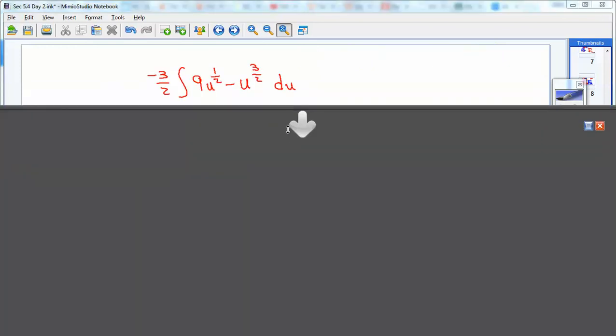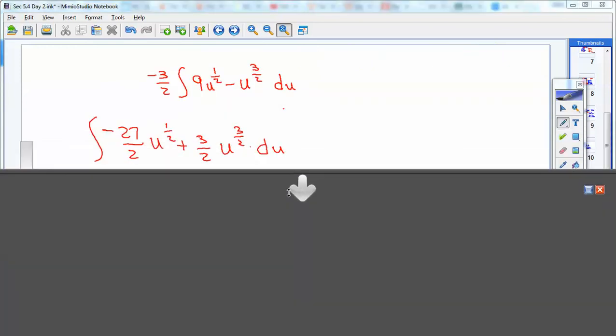So if you come over to here, I'm going to go ahead and distribute that through there. Now notice I haven't done the antiderivative yet, so my integral symbol's still there. That's important, right? We talked about how when you do the antiderivative, that goes away. Well, I haven't done the antiderivative yet, so it needs to stay there.